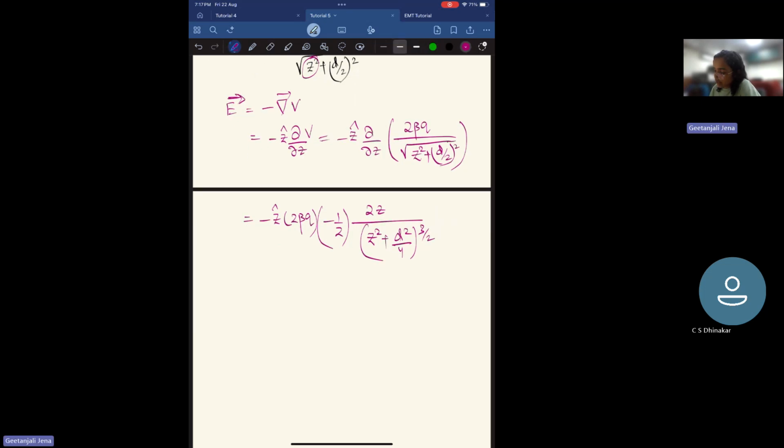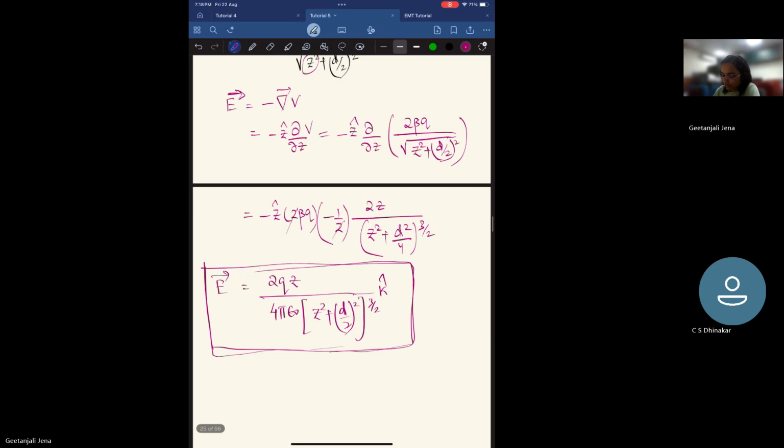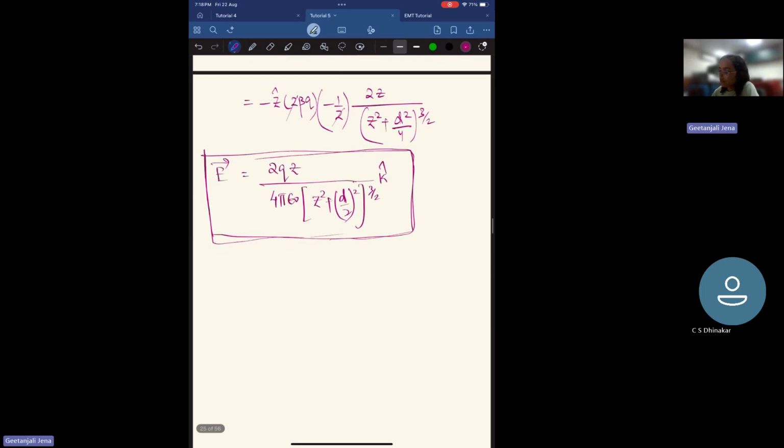Okay, z cube is already written. This will cancel. So the electric field expression is 2 z over 4 pi epsilon naught, z square plus d by 2 whole square, to the power 3 by 2. So you can see how easy this one is for finding the electric field. But for this, you need to know the potential to find the electric field. Okay. So this is for the first case.